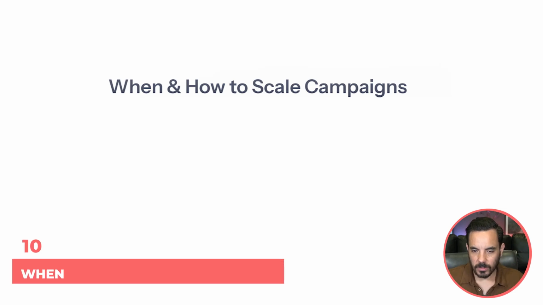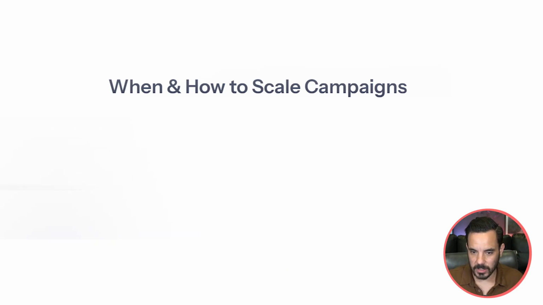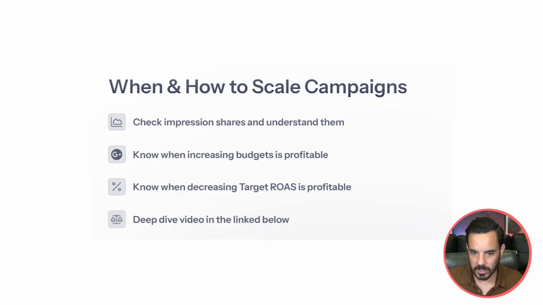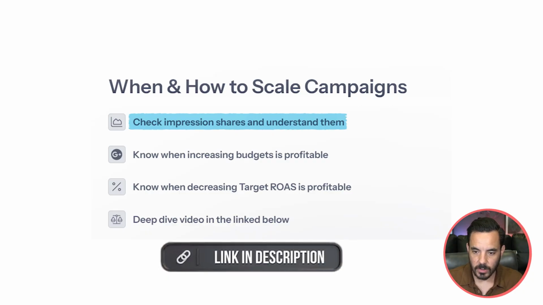And last up, when and how to scale campaigns. Okay, so you need to know when and how to scale your campaigns, and in order to do this, you need to understand your impression share columns, right? So pull up your search impression share column, and then pull up your search lost IS due to rank column and your search lost IS due to budget column. Now, I do have a deep dive video linked down below in the description that really shows you how to understand impression shares and how to scale campaigns properly.